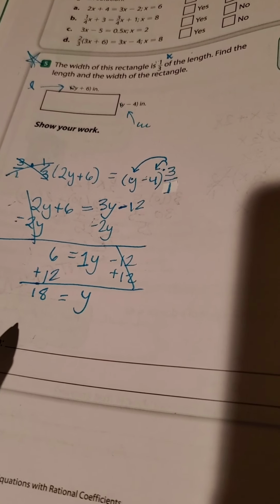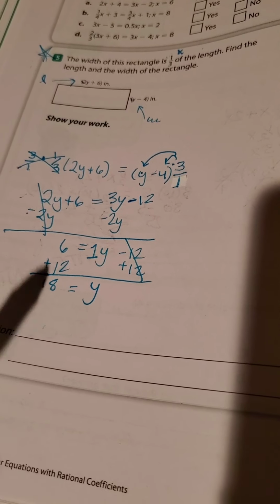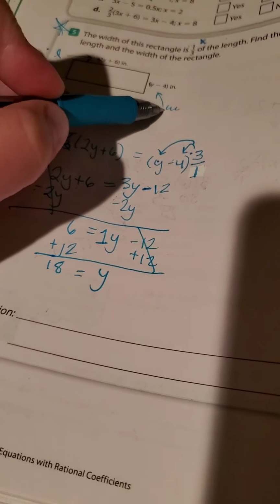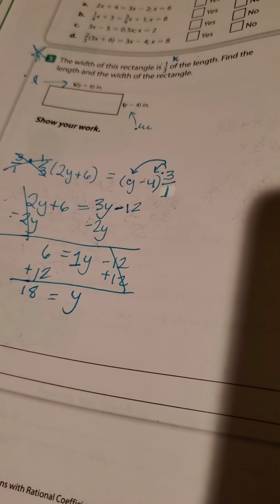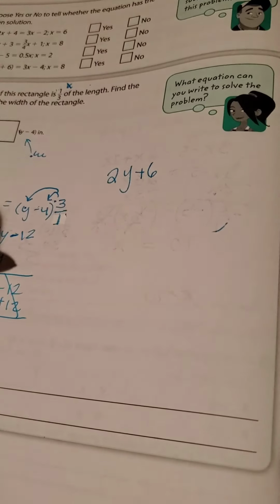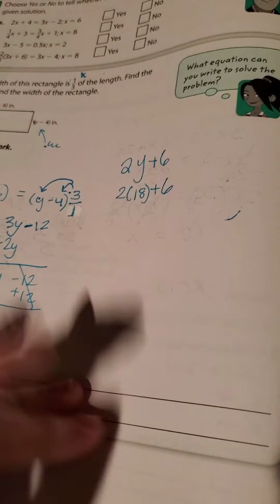So y equals 18. Now they want us to tell what is the value of L and what is the value of W, length and width. So in order to do that, you need to take your length, which is 2y plus 6, and you need to plug in 18 for y. This is for the length.